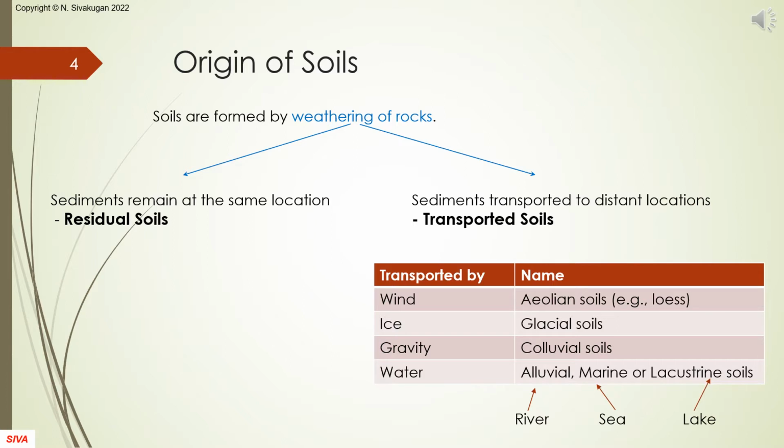Soils are formed by weathering of rocks. If the weathered sediments remain at the same location as the parent rock, they are residual soils. If they are transported to elsewhere by wind, ice, gravity or water, they are called transported soils.